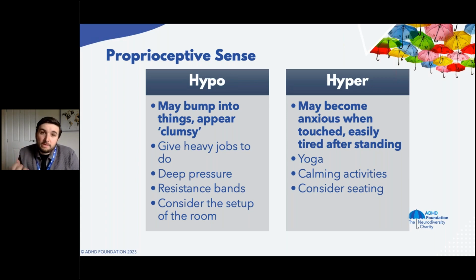And then for those who are hypersensitive to that proprioceptive sense, so oversensitive, quite similar to that tactile sense that I mentioned, and that touch, they might become quite anxious when touched. They might become easily tired after standing, because they've got that extra input. Things like yoga can help, and calming activities and meditation.